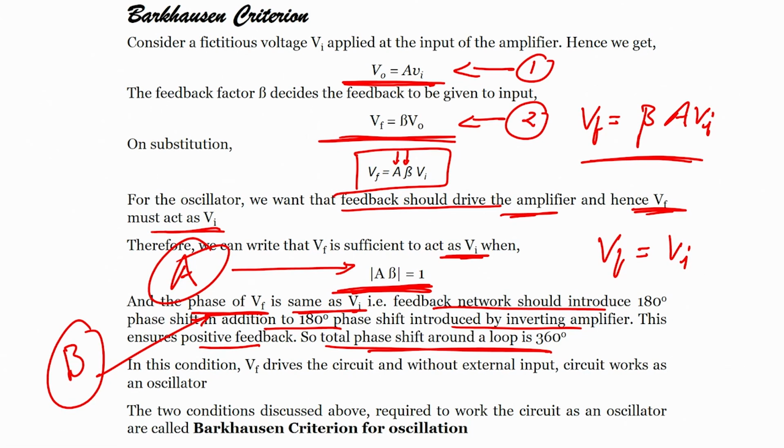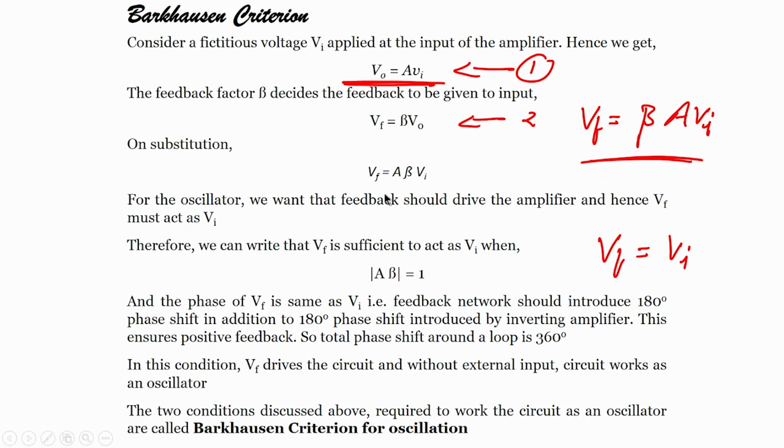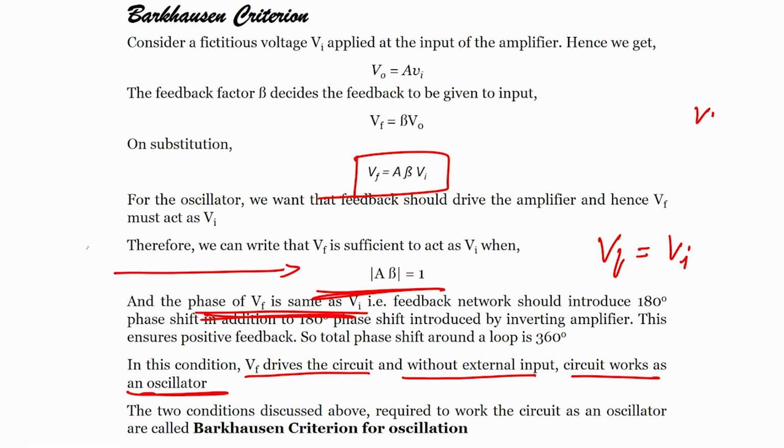You got it. First thing is that my Vf should be equal to Vi, and to get that my A beta should be equal to 1. So, that is my first condition. My second condition is that Vf and Vi should have the same phase, right. So, in this condition Vf drives the circuit and without external input the circuit works as an oscillator. The above two conditions, which are conditions? Condition 1. So, let me remove this, so it is not confusing anymore. Let us say this is condition 1, this is condition 2, right.